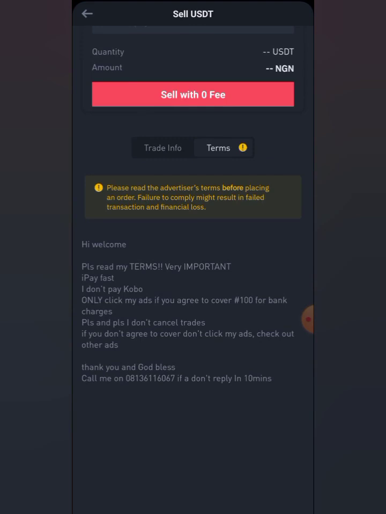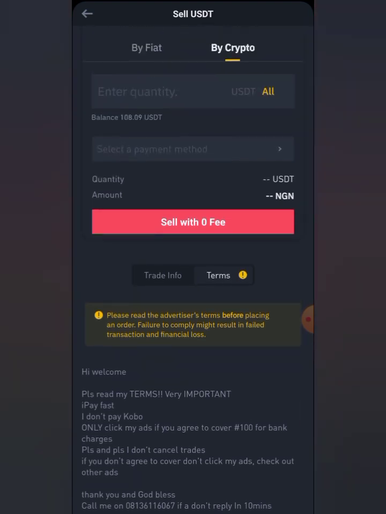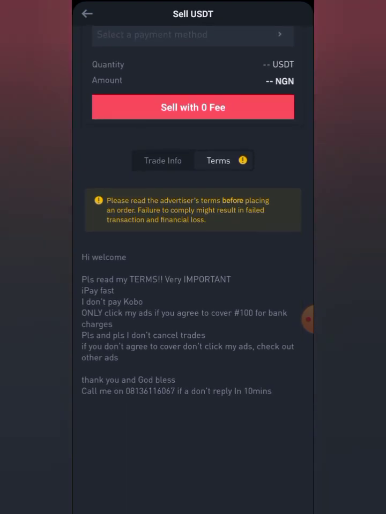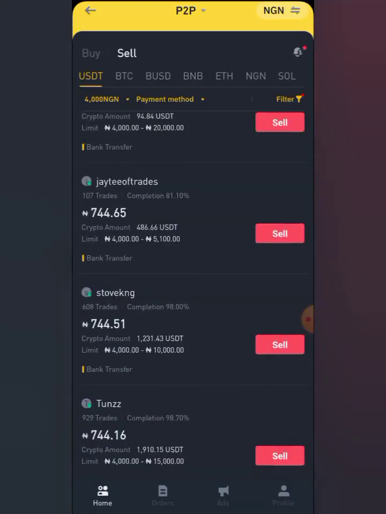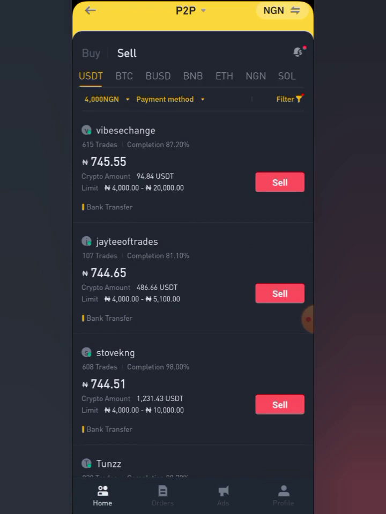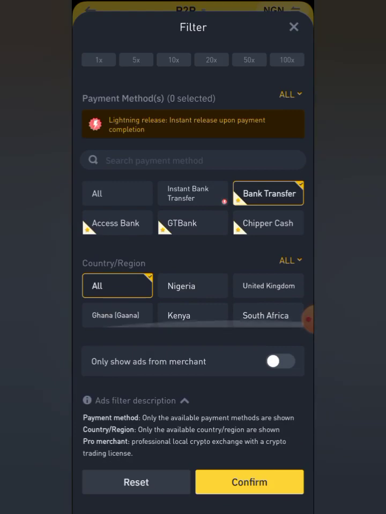Most of them do this on a daily basis, and this thing is actually against Binance terms and conditions. It's against their policy, and most of them you find out that their account will be locked or suspended for doing this if you report them. So these are the things you actually need to take note of. And the last one I will be talking about is the issue of verified merchants.